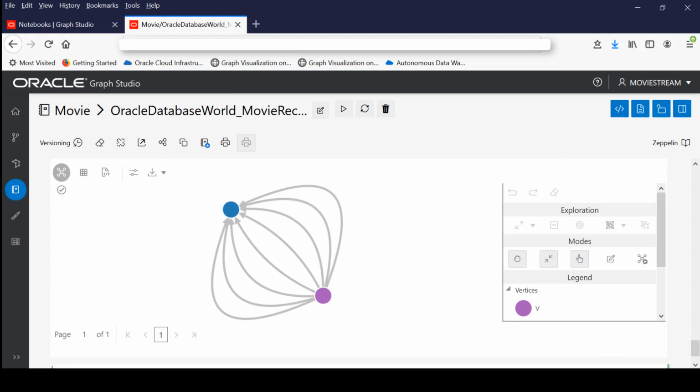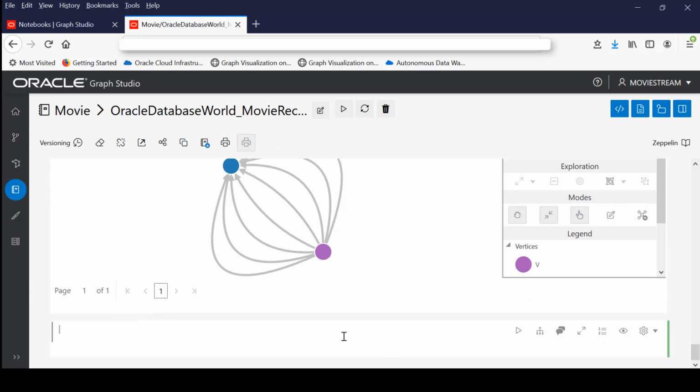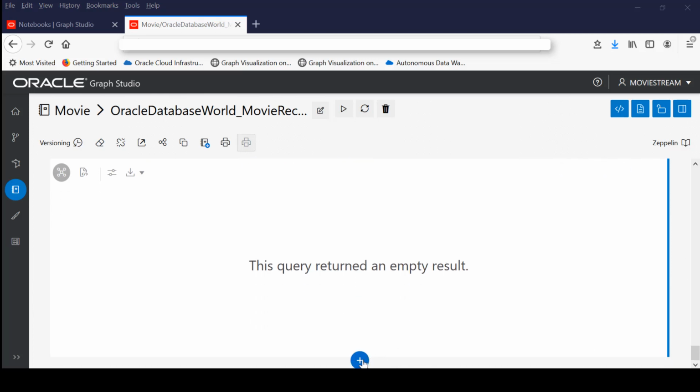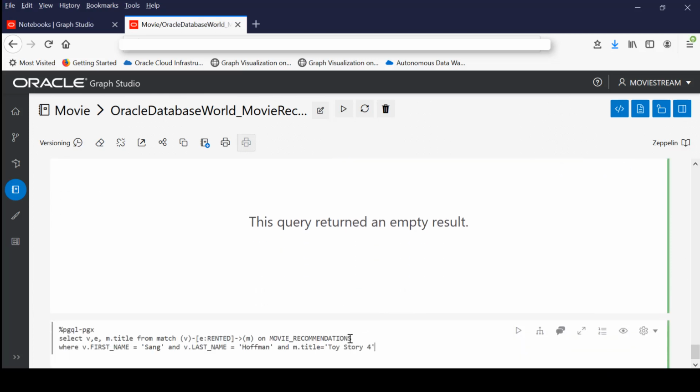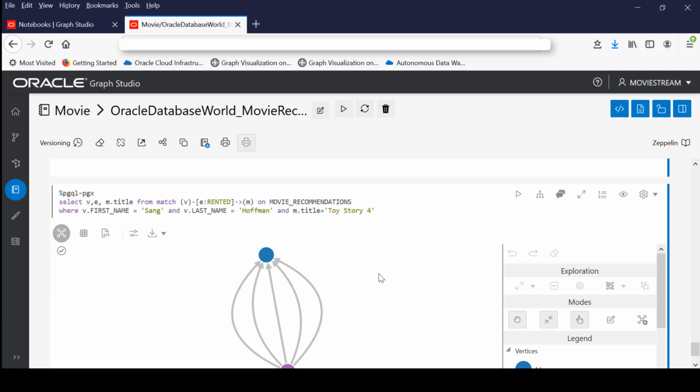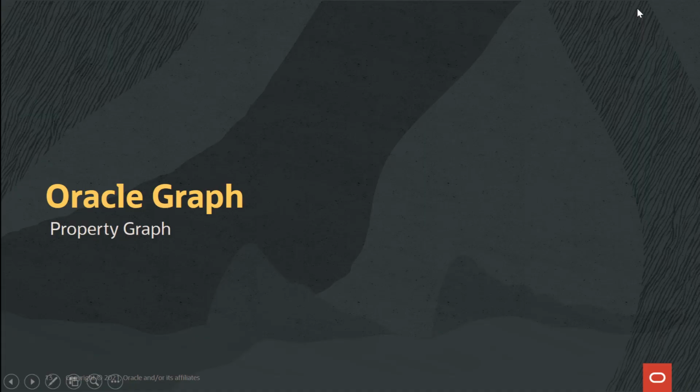So we can similarly look at another movie here. This is Toy Story 4. And we see here that Ricky has not watched Toy Story 4, but other members in his cluster, such as Sam Hoffman, have watched Toy Story 4, as we can see here. And again, he's watched it multiple times. So this means that this is probably a good recommendation for Ricky Rogers. So this is an example of how you can use graph analytics to make product recommendations.